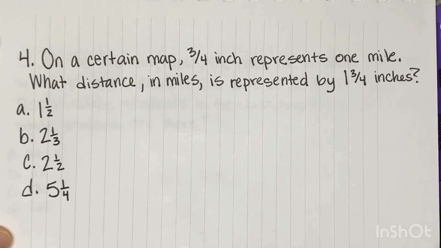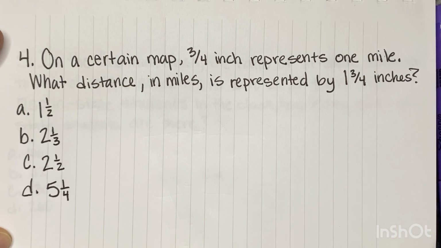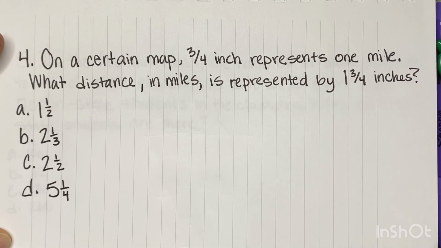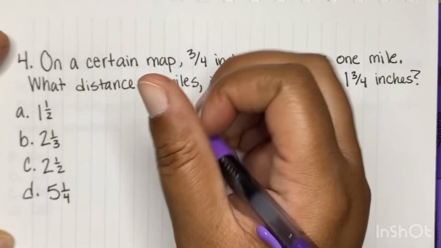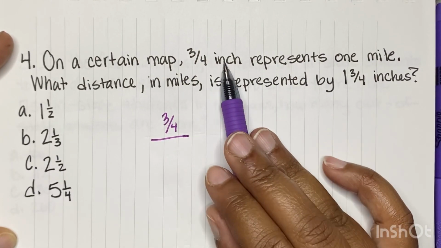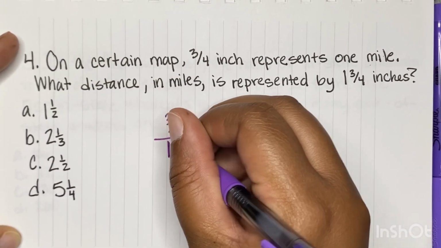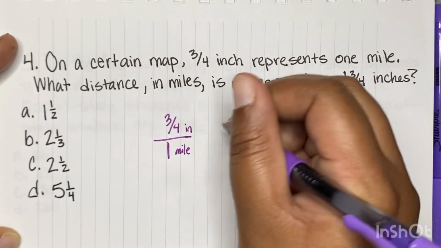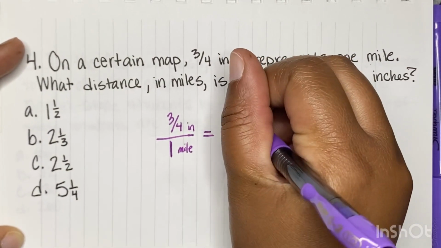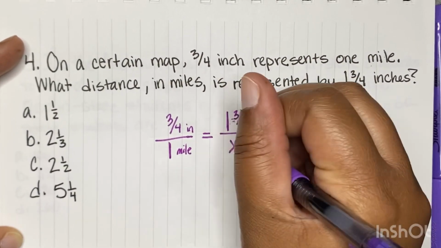Okay, number 4. On a certain map, 3/4 inch represents 1 mile. What distance in miles is represented by 1 3/4 inches? Okay, so our first setup is going to be 3/4 over, so 3/4 an inch represents 1 mile. So I'm going to put my 1 mile at the bottom, okay? And this is inch. Now I have to put inches up here. So they gave me 1 3/4 inch. And it's asking what distance in miles. Well, I don't know, so we put an X.